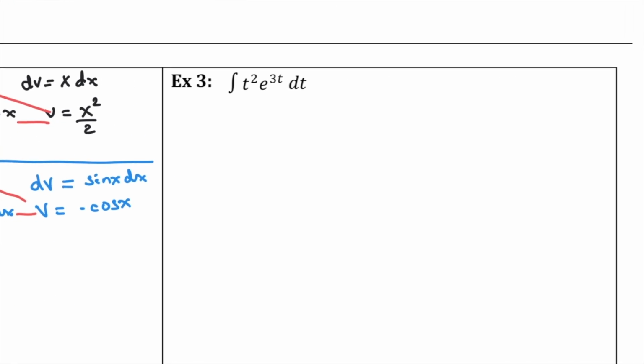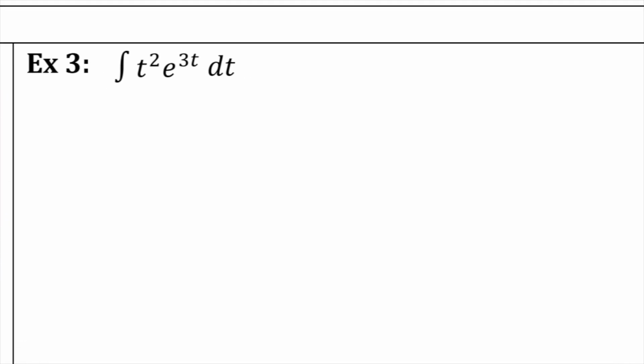Looking at example 3, so let's start with the same idea. I can easily find the derivative of t squared. So I'm going to let u equal t squared, and we're going to let dv equal e to the 3t. Okay, put my dt with my dv. du is going to be 2t dt, and v, so it's an antiderivative, so that's 1/3 e to the 3t.